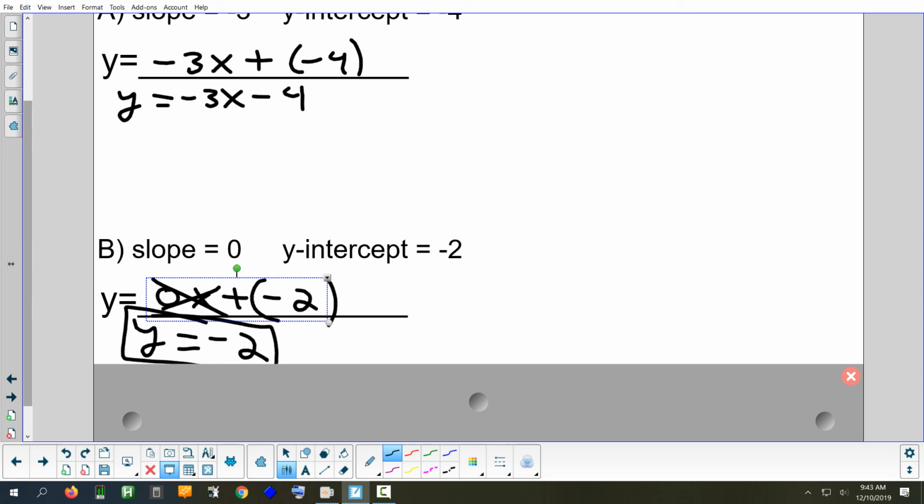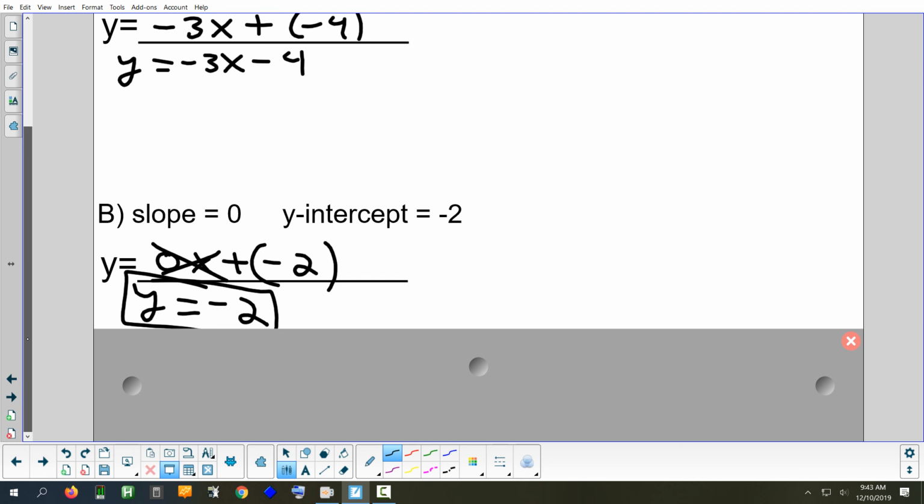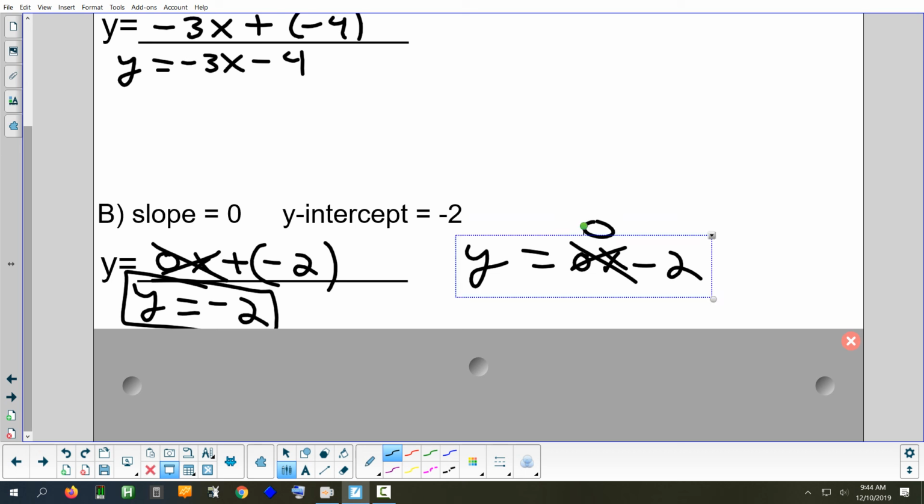Now, that's a special case. Remember, because when you only have one letter in your equation, it's either horizontal or vertical. That one's horizontal. Wait, so that can be the answer? Yes. Yep. If you wrote it as 0x minus 2, I mean, that's okay. But really, if you have 0 times anything, you should always just cross it out because it's always 0. Right? And then fill in a 0 right there and say, okay, well, what's 0 minus 2? That's how we got -2. Any question on that one?